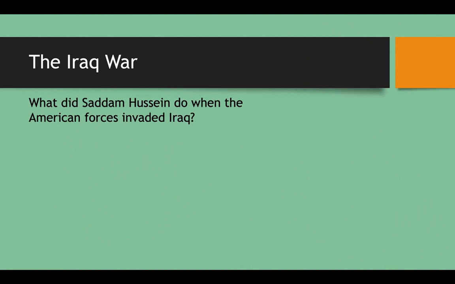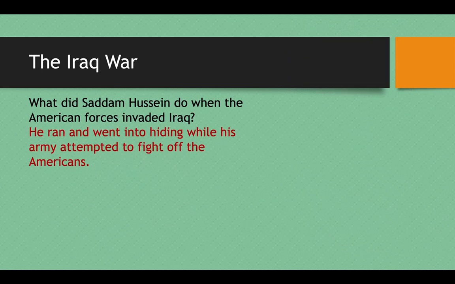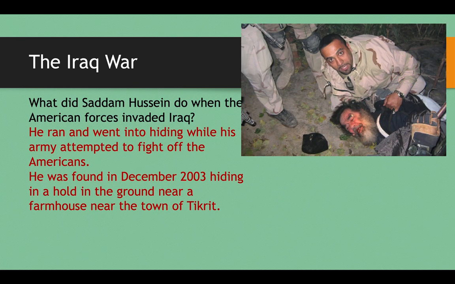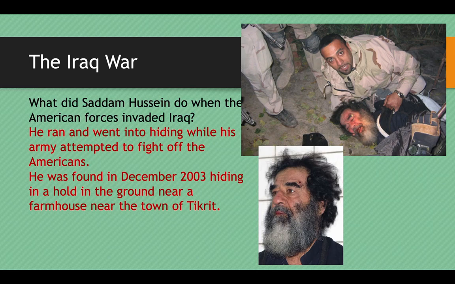So after the U.S. invaded Iraq in March of 2003, Saddam Hussein ran. He went into hiding while his army attempted to fight off the Americans. He was then found about 9 months later in December of 2003, hiding in a hole in the ground near a farmhouse near the town of Tikrit, his hometown. So he was found by American soldiers.